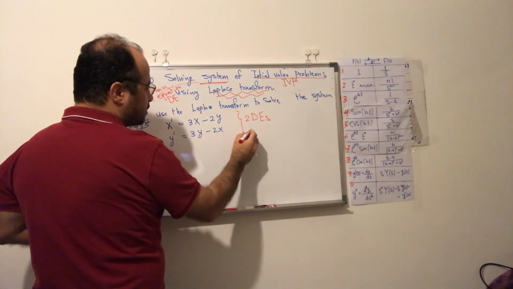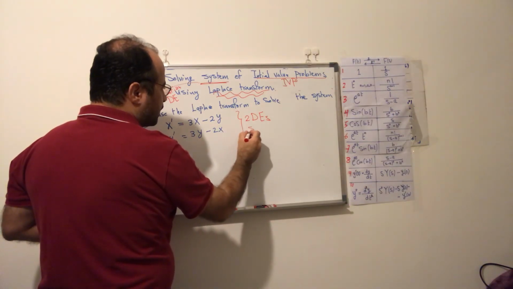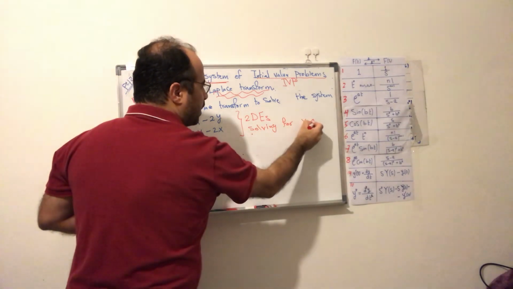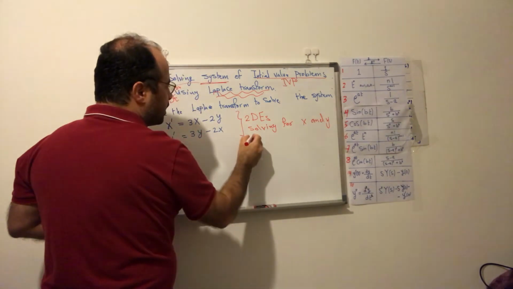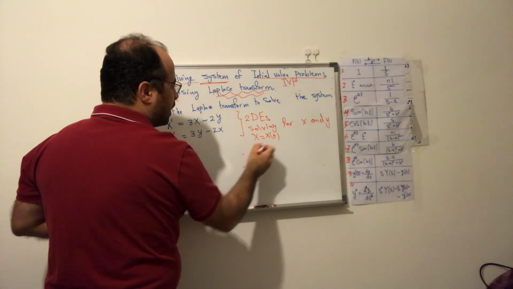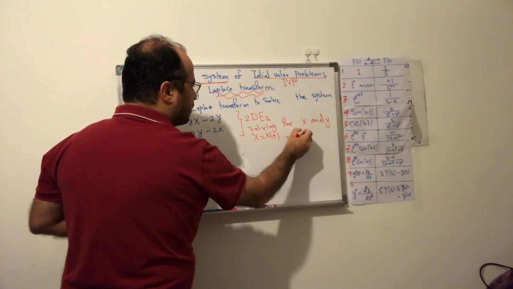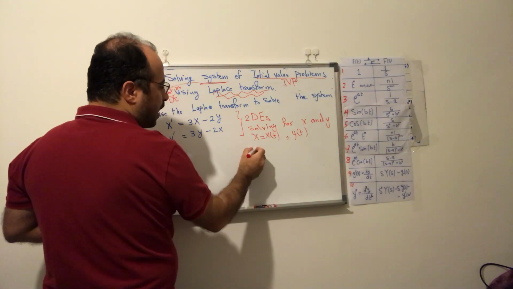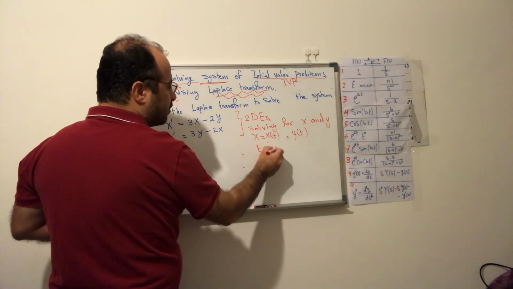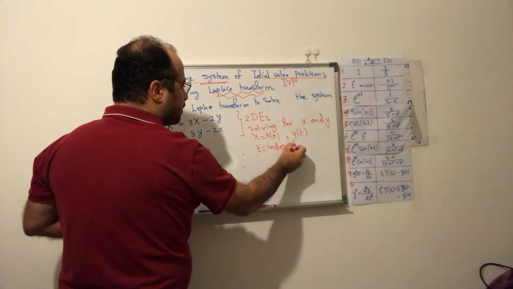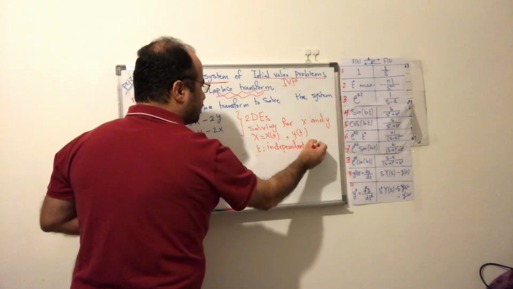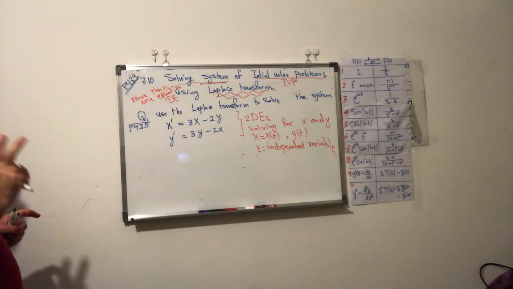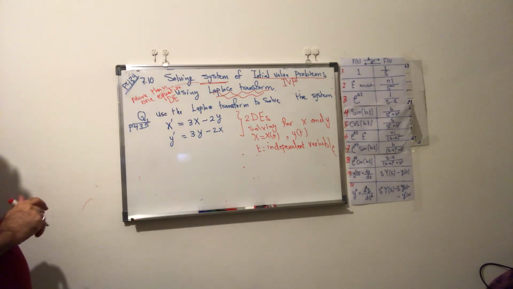So we are solving for x and y. Of course, x is a function of time and y is a function of time. This means that x is a dependent variable and y is a dependent variable, and t here is our independent variable. So we are not looking for one dependent variable this time. We are going with two dependent variables together.